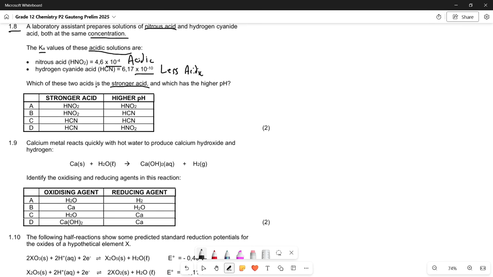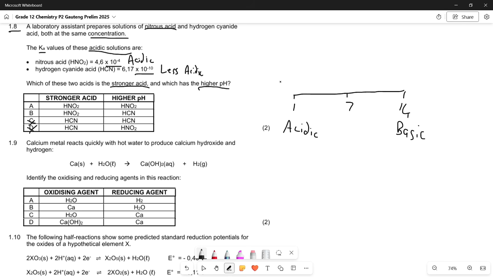So which of these two acids is the stronger acid and which has the higher pH? So the stronger acid, as we established, is the nitrous oxide, the HNO2 over here, which means C is out and D is out. And then the higher pH is on a scale of 1 to 14. 7 over here is neutral, and the lower the number, the more acidic it is. The higher the number, the more basic it is, or the less acidic it is, okay?